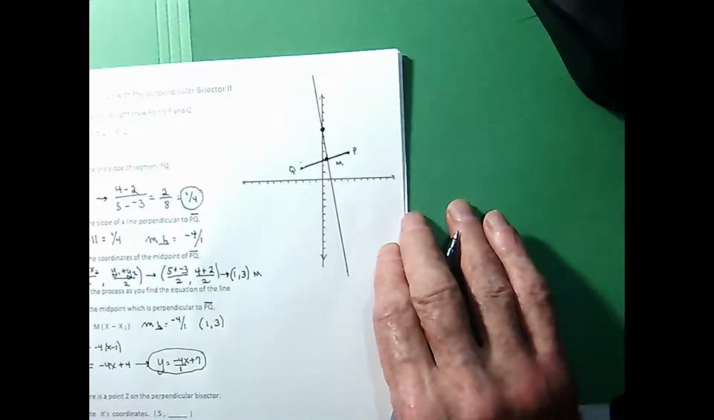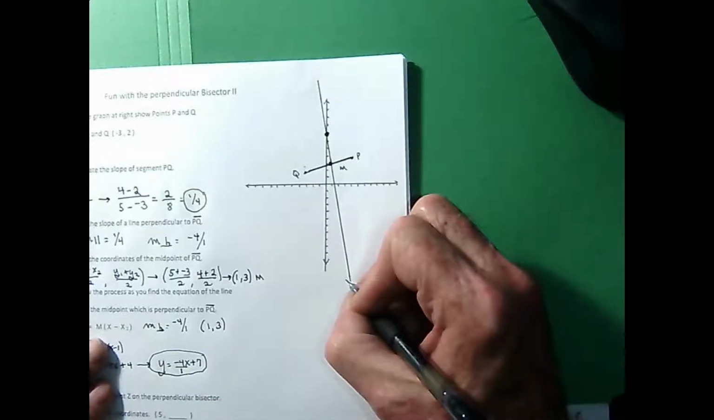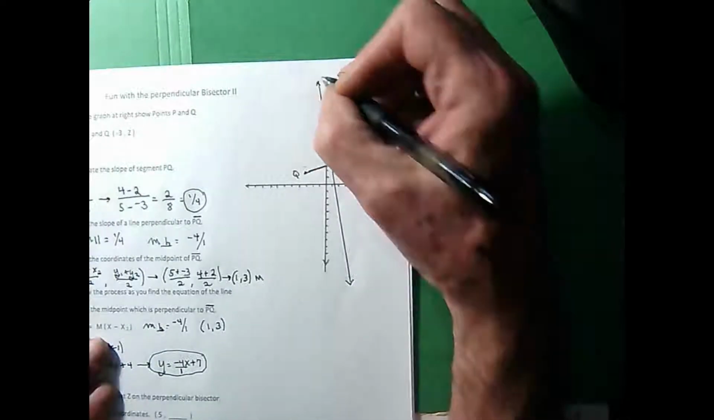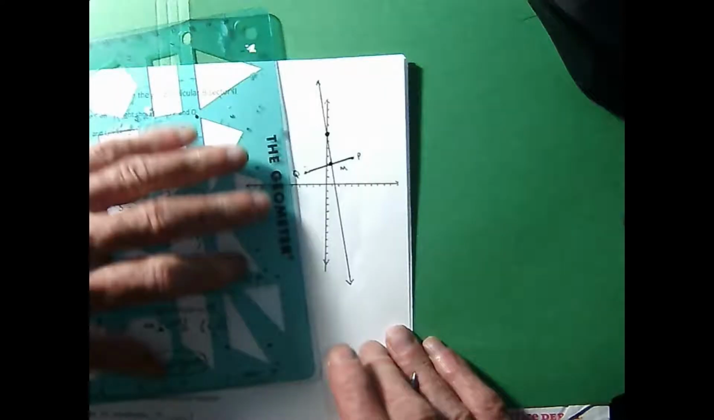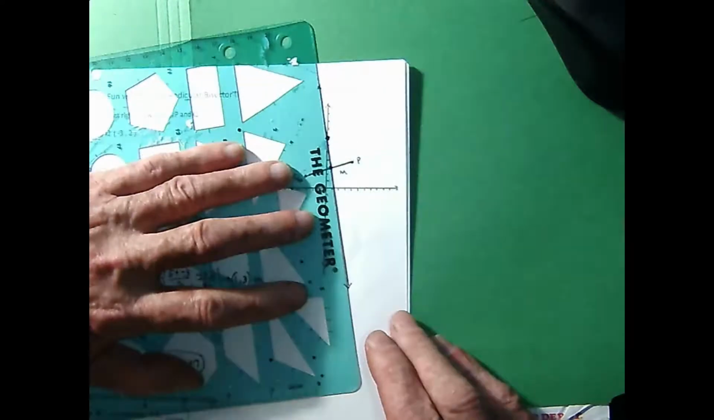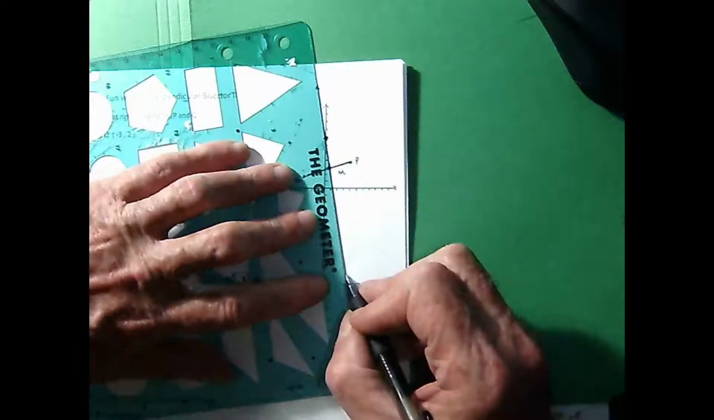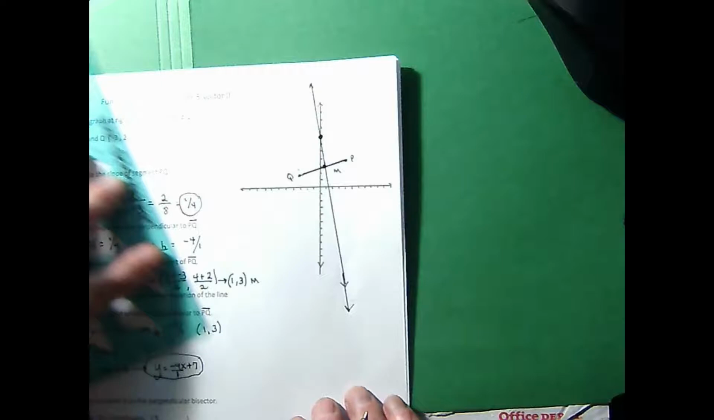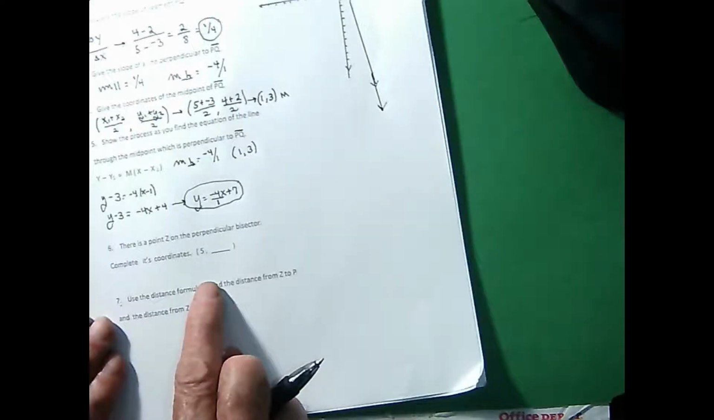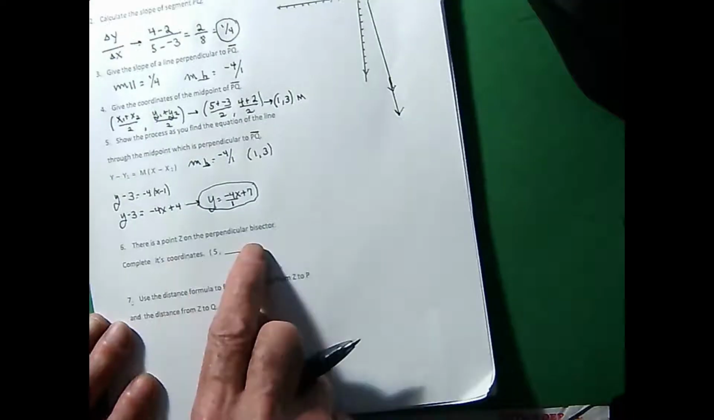Make it a nice long line. I think we're going to find some interesting points on it. In fact, I think I've got to bring it a little further south. Let me do just that. Having looked at this exercise, having written it a minute ago, bring that line a little further down. Okay. Now it tells me there's a point Z somewhere on this perpendicular bisector.